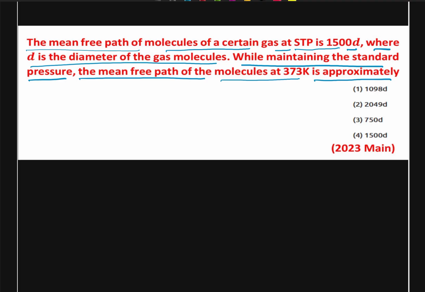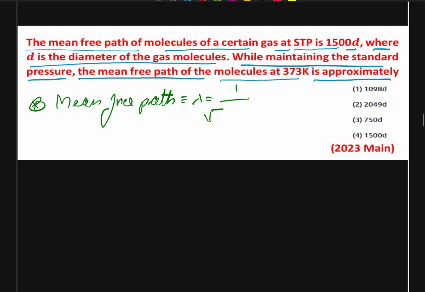Okay. In this case, we are going to use the formula for mean free path, and we know that our mean free path, which is lambda, is equal to 1 upon square root of 2 pi d square multiplied by n. Here n is the number density.